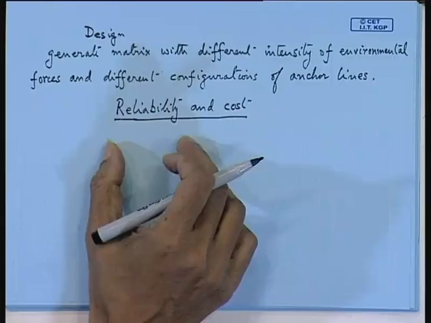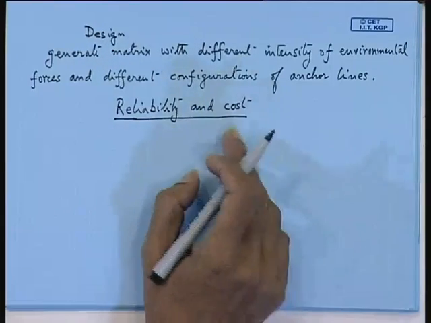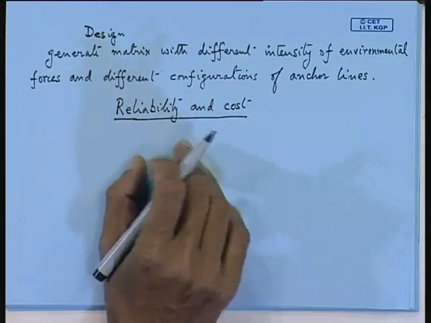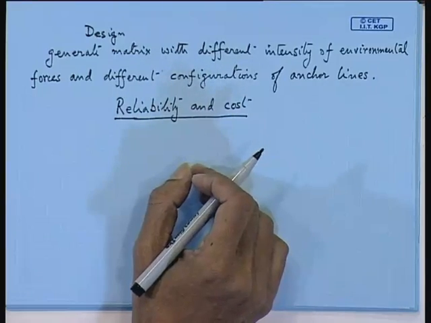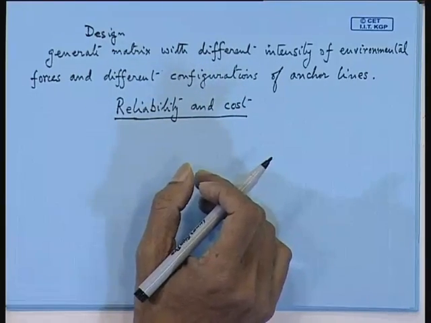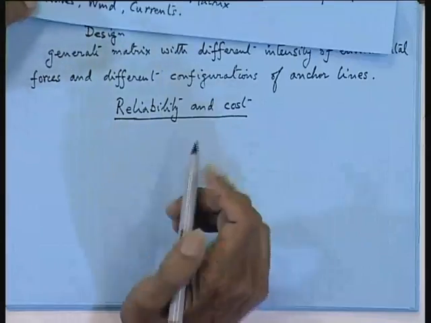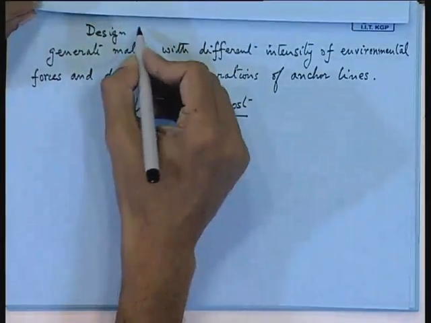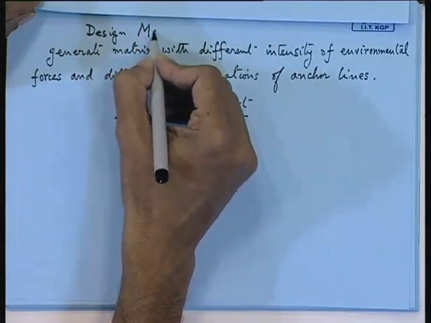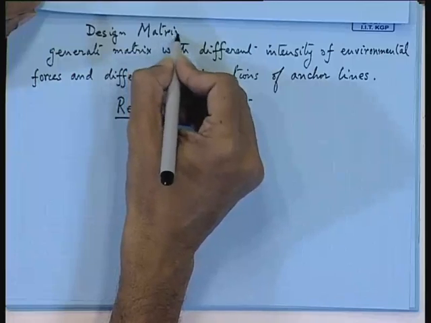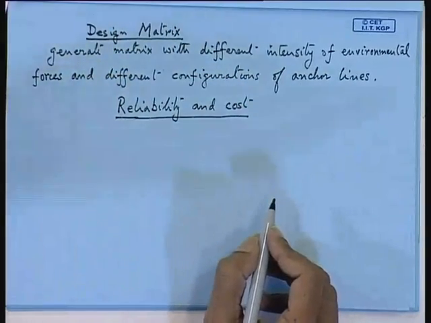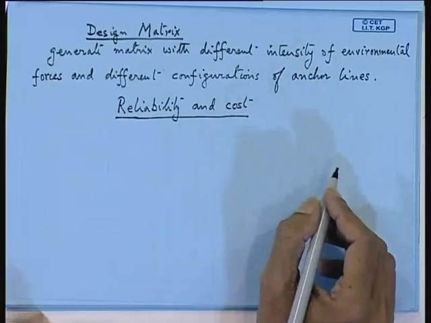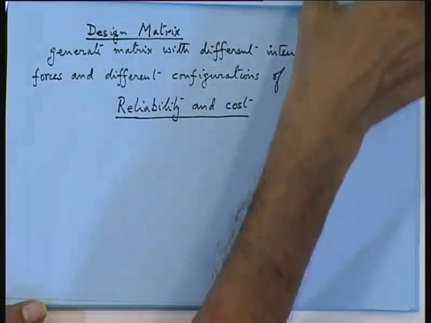You want the system to be more reliable, then you have to pay for it. And if you want less reliability, then it is okay, a lesser amount of cost. So this is always the situation. Anyway, that is the reason the client asks for a design matrix. So nowadays the software is all there, so it is easy to give these design options.